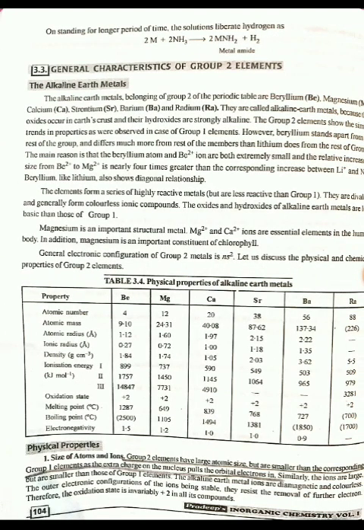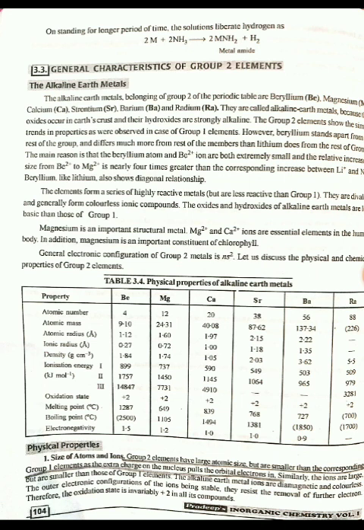On standing for a longer period of time, the solution liberates hydrogen as 2M + 2NH3 gives 2MNH2, which is metal amide, plus H2. Heading 3.3, General Characteristics of Group 2 Elements.